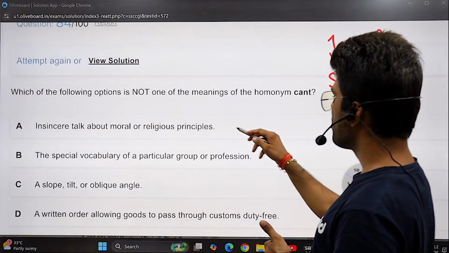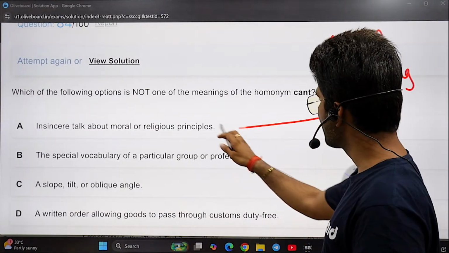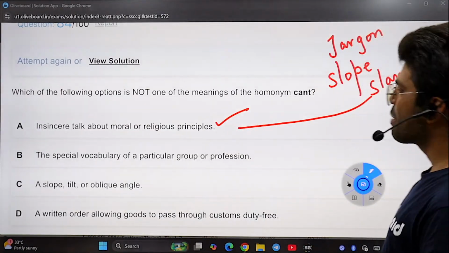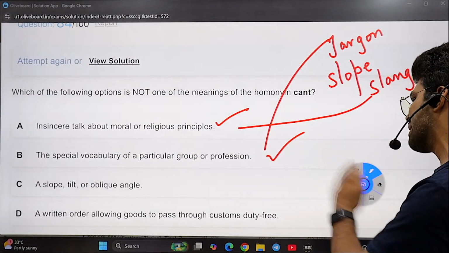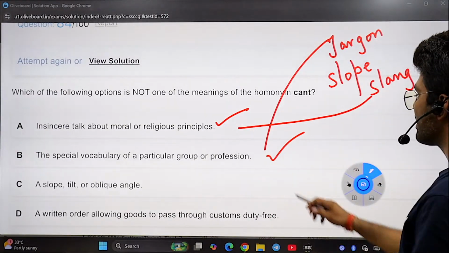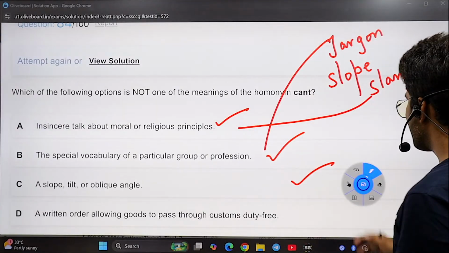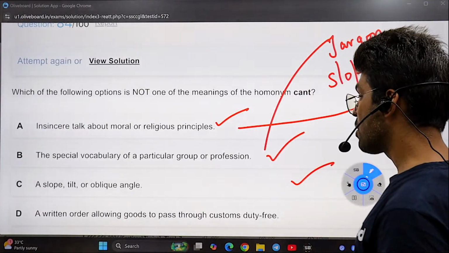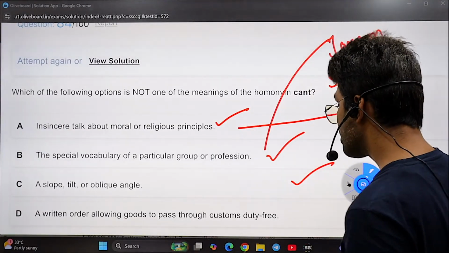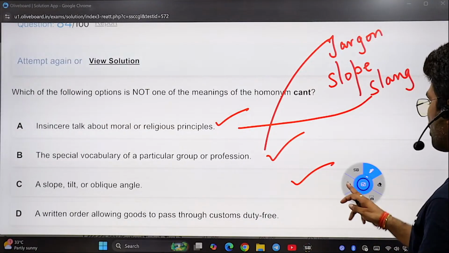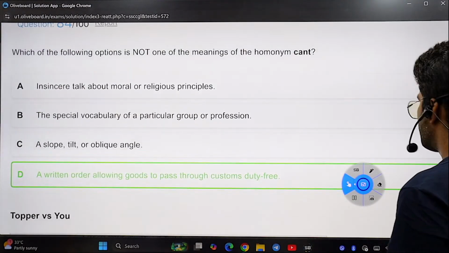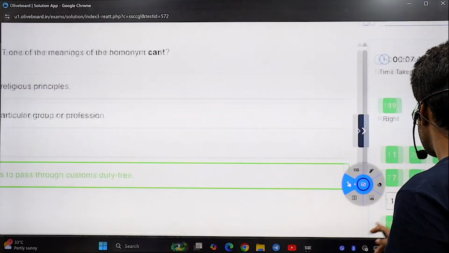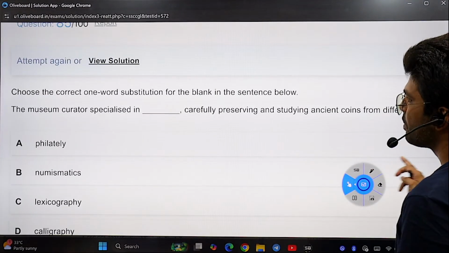Insincere talk about moral, religious principles defines this slang variation. Special vocabulary defines this jargon one. A slope, tilt, angle, obviously it is. All in all, that has to be the odd one out. A written order allowing goods to pass through customs. No, that's not cant. Feel free to ask if there is any doubt.